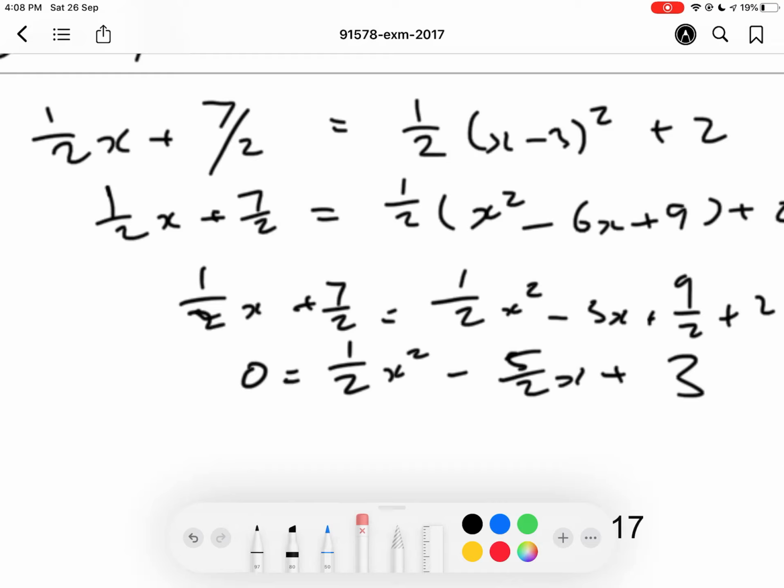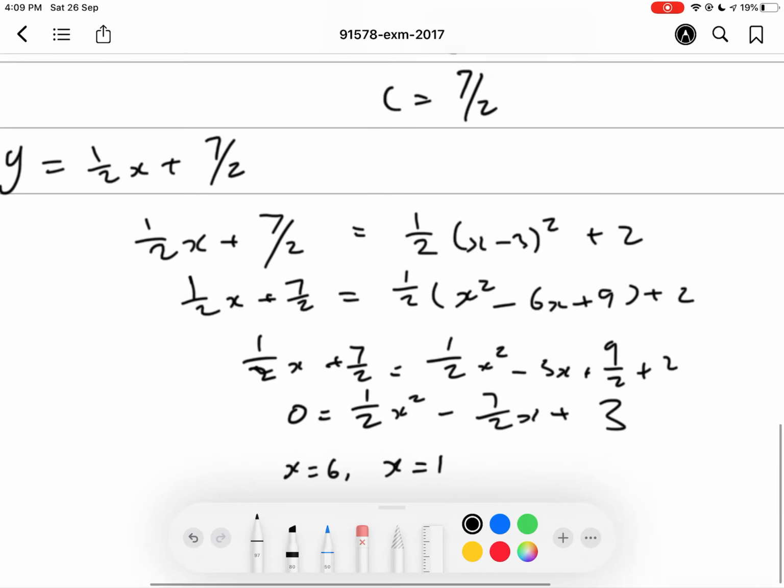Alright, I apologize, I just made a mistake. So negative 3 minus 1/2 is negative 7 over 2. I apologize for that one. So that's the mistake. So 1/2, negative 7 over 2, 3. So we should get x equals 6 or x equals 1.